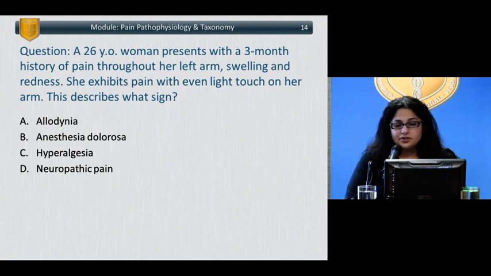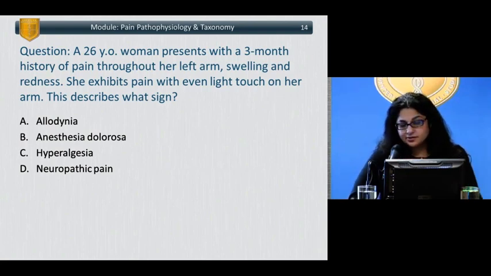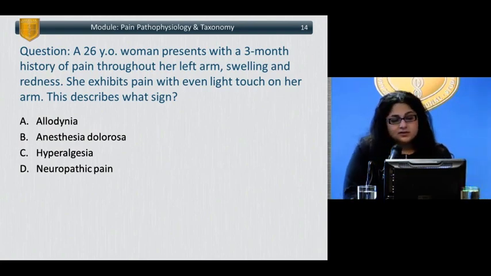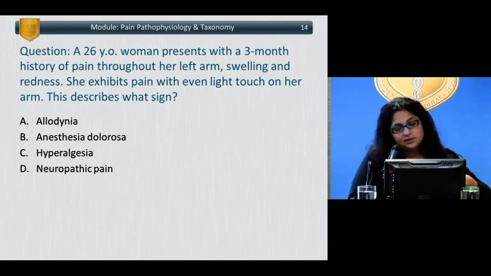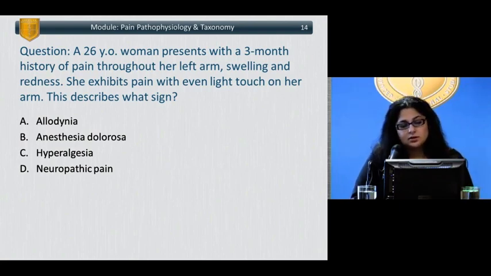Okay. Another question that we have. A 26-year-old woman presents with a 3 months history of pain throughout her left arm, swelling and redness associated with that pain. She exhibits pain with even light touch on her arm. This symptom describes, or this sign describes, which of the following below? A, allodynia. B, anesthesia dolorosa. C, hyperalgesia. Or D, neuropathic pain.